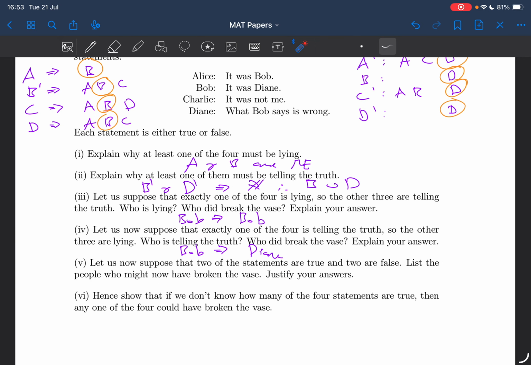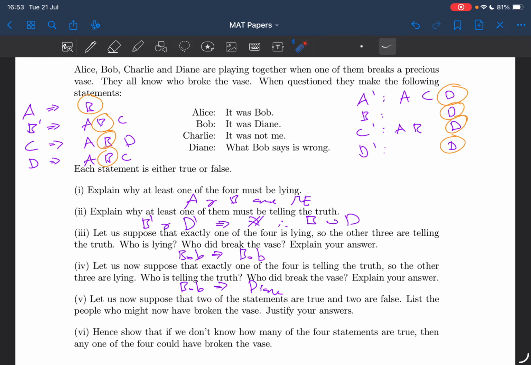So now then, Bob and Diane are kind of going after each other, aren't they? Let's now suppose that 2 of the statements are true and 2 are false. List the people who might now have broken the vase. Justify your answers. So similar sort of thing.